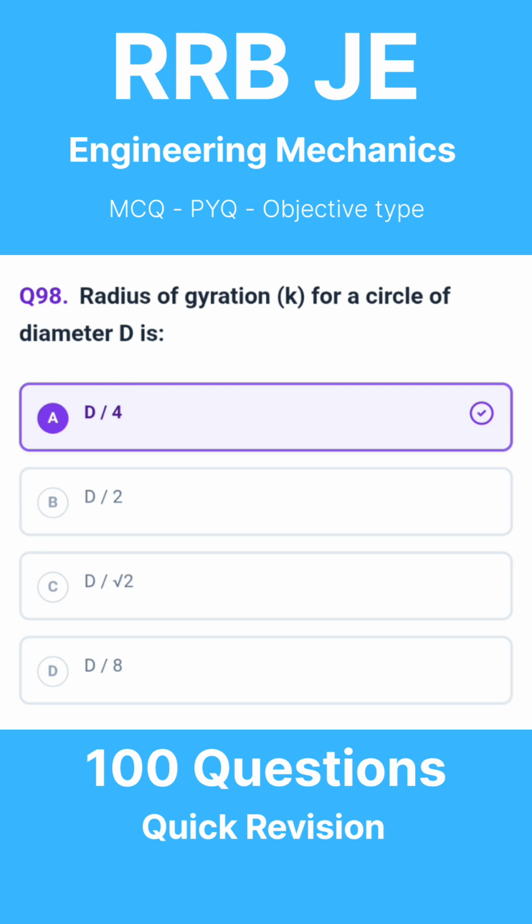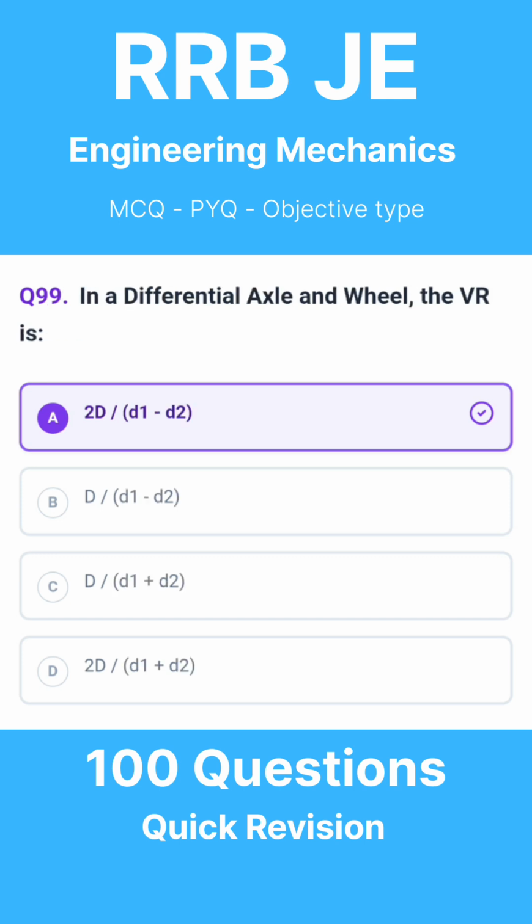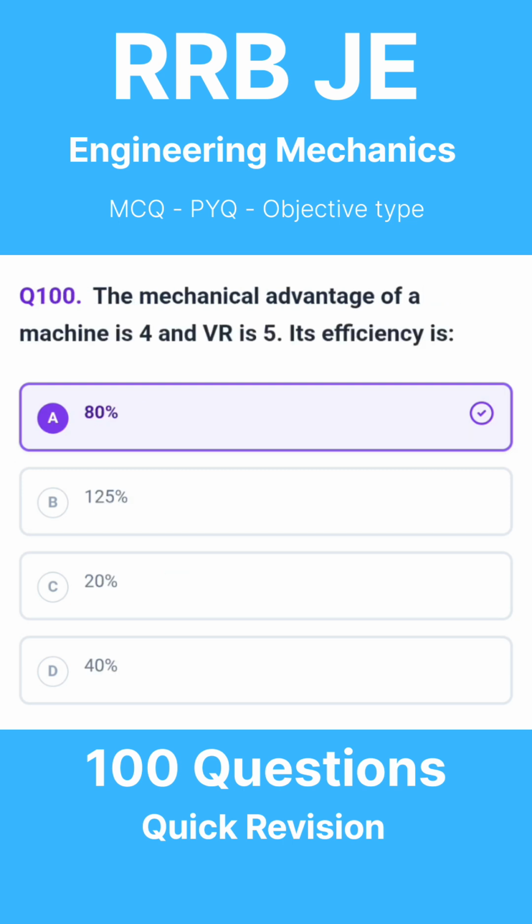Question 98. Radius of gyration K for a circle of diameter d is. The correct answer is d divided by 4. Question 99. In a differential axle and wheel, the VR is. The correct answer is 2D divided by (d1 minus d2). Question 100. The mechanical advantage of a machine is 4 and VR is 5. Its efficiency is. The correct answer is 80%.